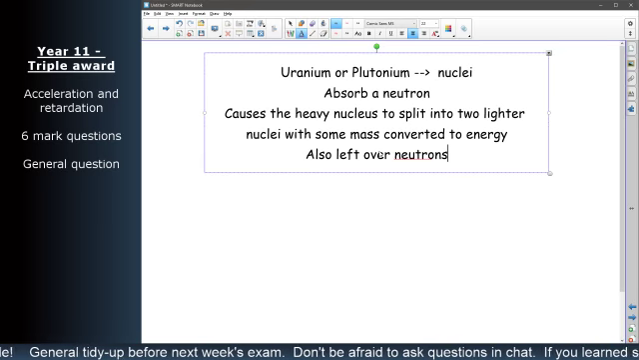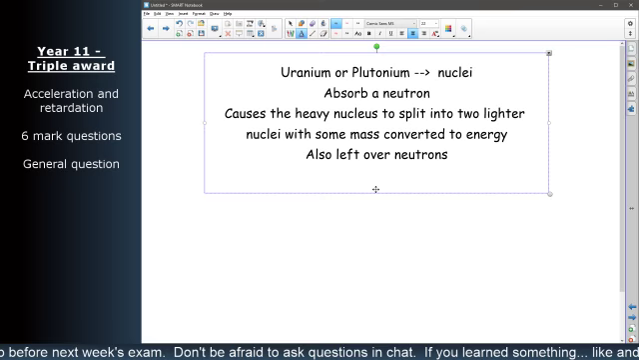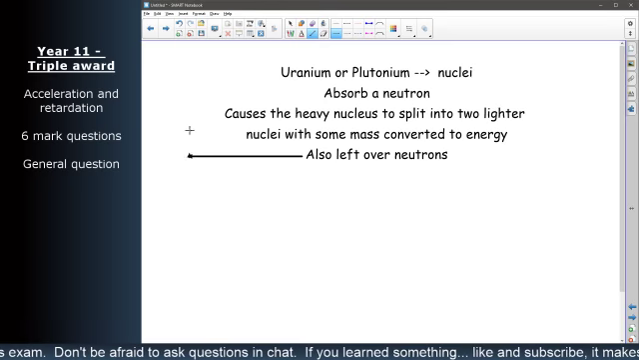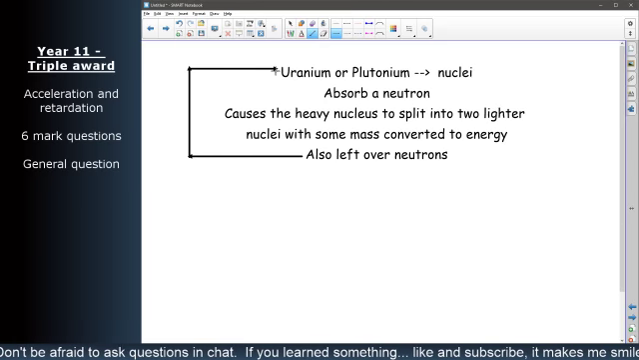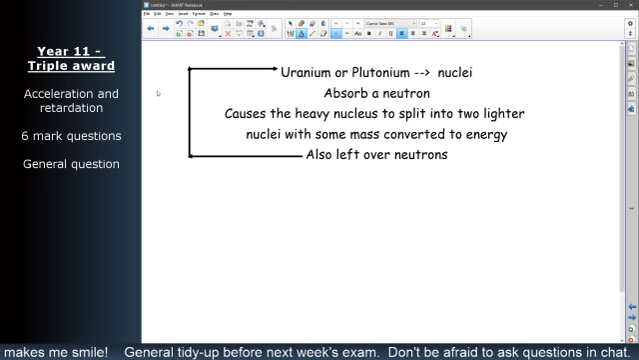So we want leftover neutrons to go on and run this cycle again, because then it runs back up here. There are leftover neutrons, and then other uranium and plutonium nuclei absorb a neutron, cause the heavy nucleus to split into 2 lighter nuclei with some mass converted into energy. Also some leftover neutrons, which then go on to hit further uranium nuclei, and we could be here all day, and this is called a chain reaction.